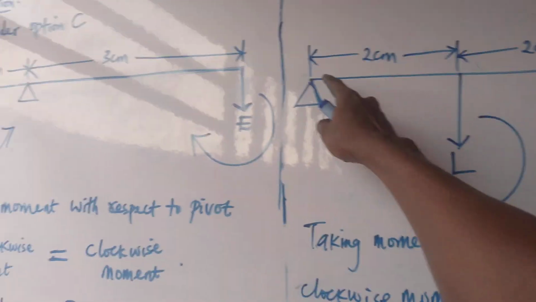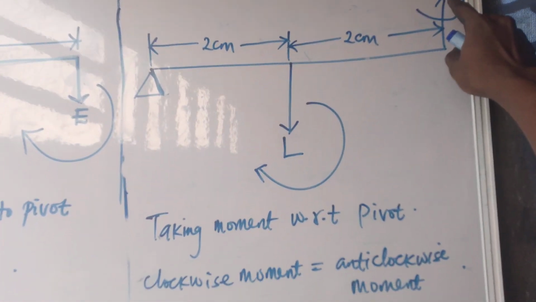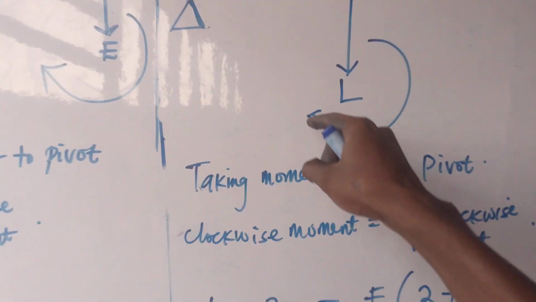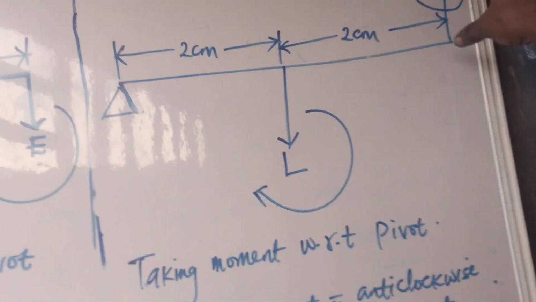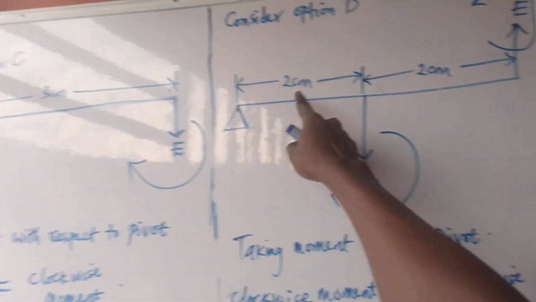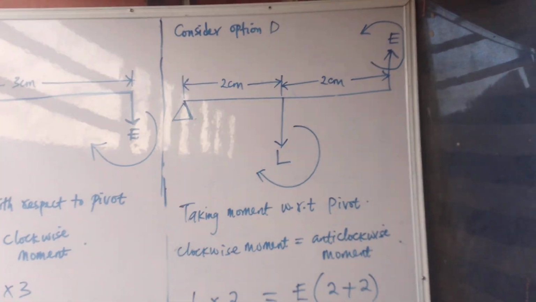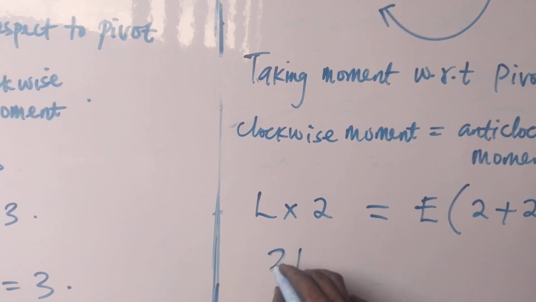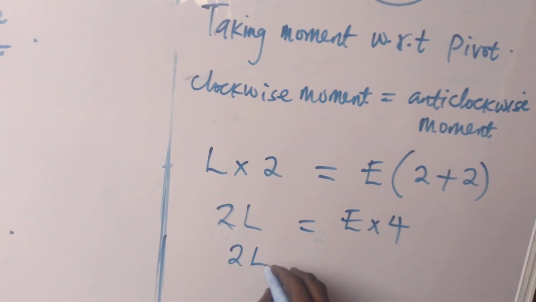So the clockwise moment is force times the perpendicular distance, which is L times 2. Anti-clockwise is going anti-clockwise like this, effort times the distance from here to here, which is 4. So take note, that is L times 2, which is 2L, is equals to E times 4. That is 2L is equals to 4E.